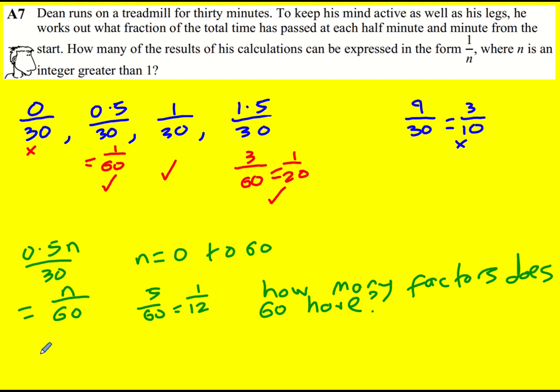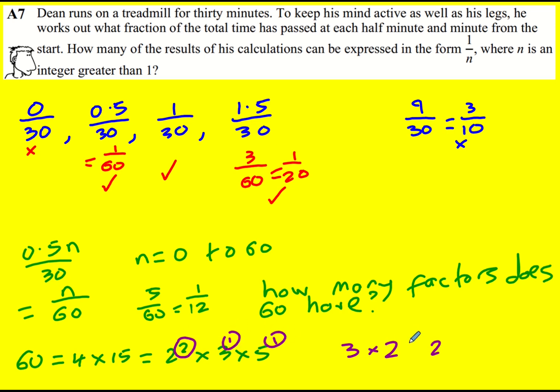One way to work out the number of factors is to write it as a product of prime factors. So I could write it as 15 times 4, or 2 squared times 3 times 5. There's a little trick to then working out the number of factors. I'm only going to talk about it briefly, but if you write the powers down, and add 1 to each of the powers, so add 1 to 2, to 1, to 1, and then multiply them together, then that actually tells you how many factors a number has. So 12 factors.